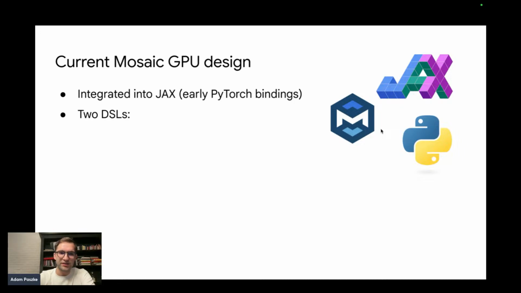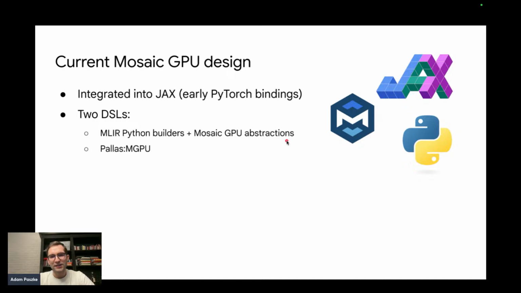There are really two DSLs, as I said. One is the original Mosaic GPU DSL, which leans very heavily on MLIR Python builder APIs, and which is also tracing based, exactly like the JAX and Pallas APIs are. So at least the flavor of the DSL is maintained. And then there's also a bunch of abstractions and helpers for programming GPUs that it provides. The second one is the one that we will be talking more about today, because ultimately I want you to potentially use this one. It's the backend of Pallas to Mosaic GPU.